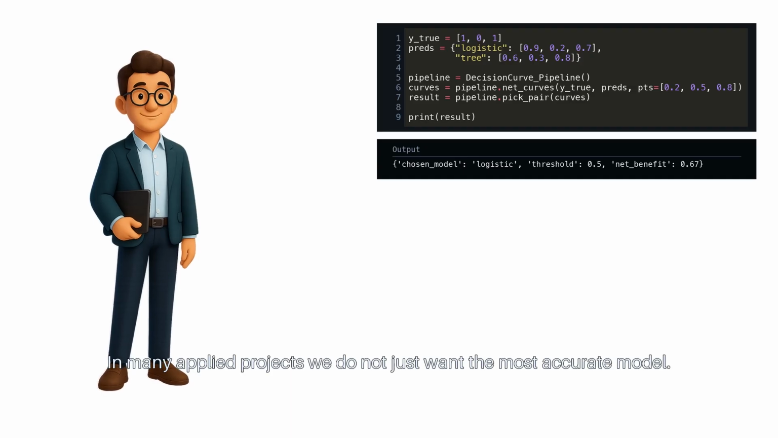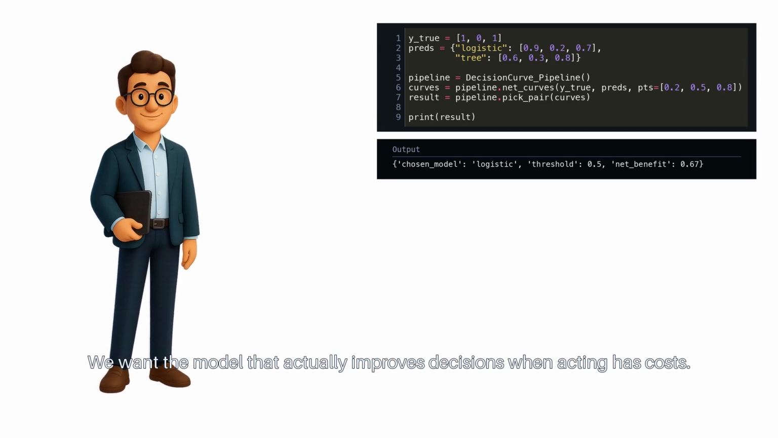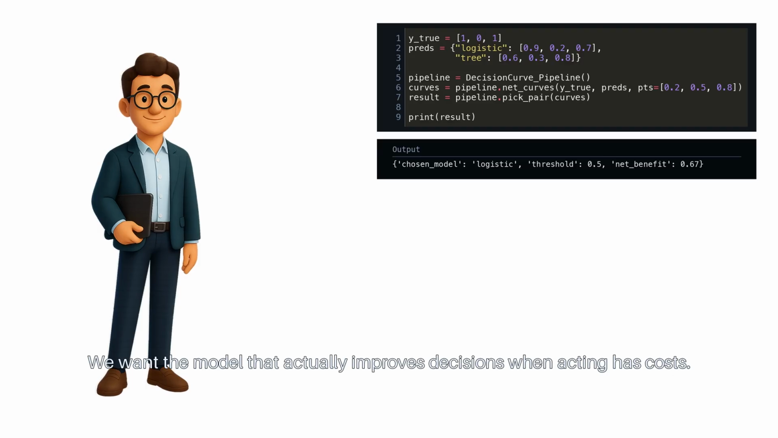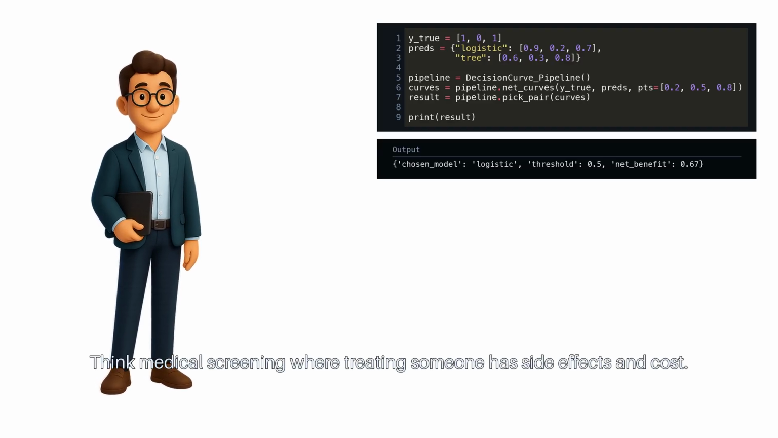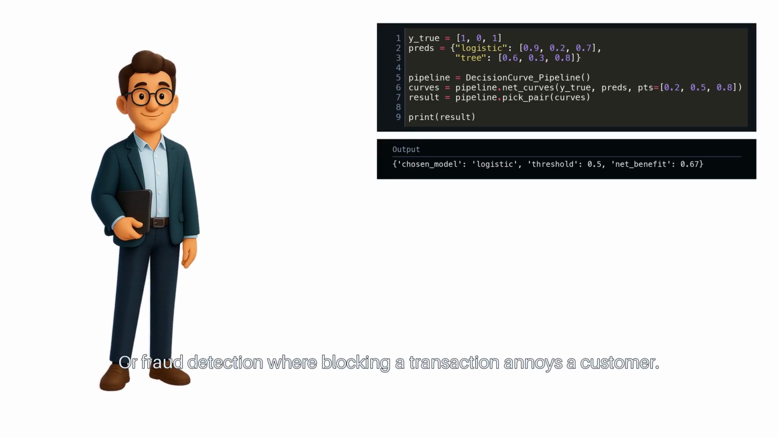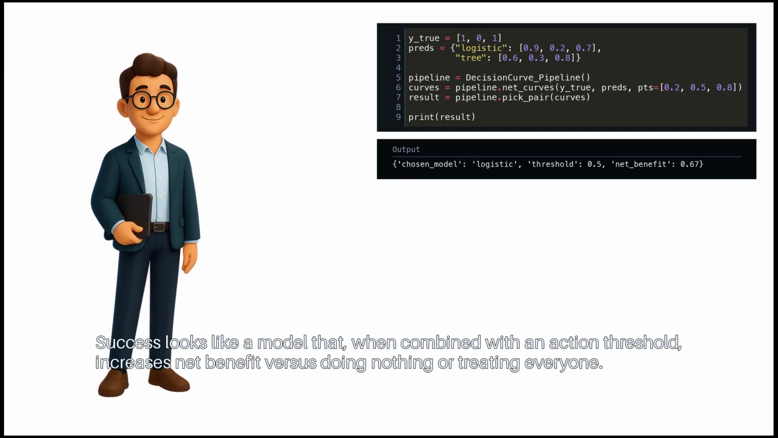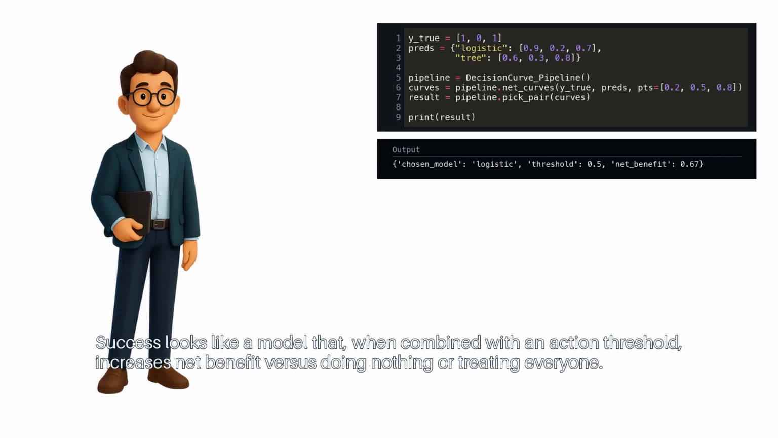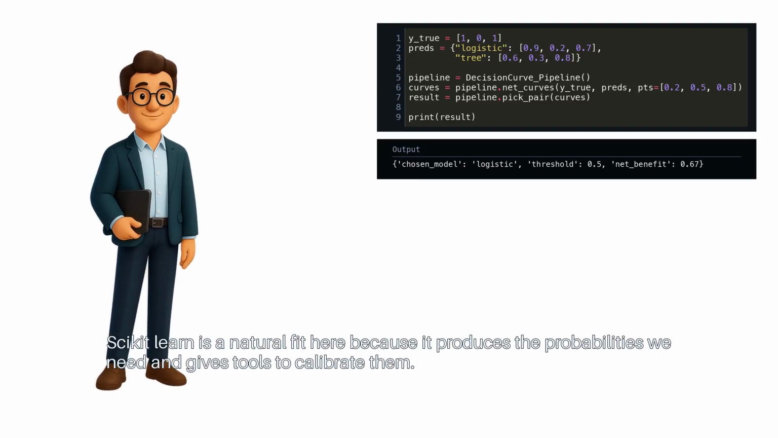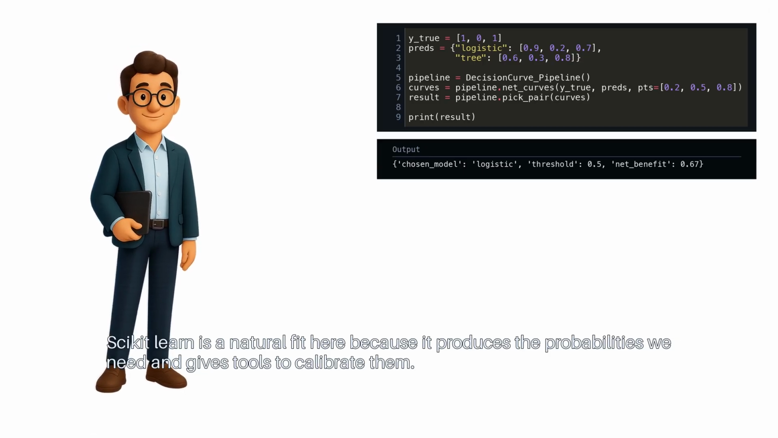In many applied projects, we do not just want the most accurate model. We want the model that actually improves decisions when acting has costs. Think medical screening, where treating someone has side effects and cost. Or fraud detection, where blocking a transaction annoys a customer. Success looks like a model that, when combined with an action threshold, increases net benefit versus doing nothing or treating everyone. Scikit-learn is a natural fit here because it produces the probabilities we need and gives tools to calibrate them.